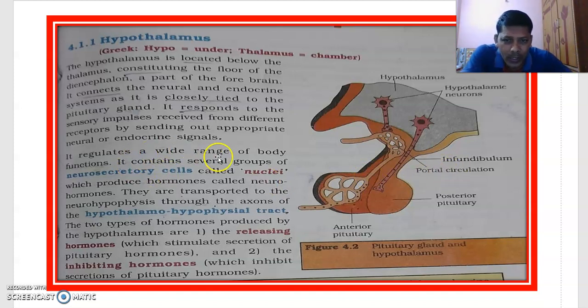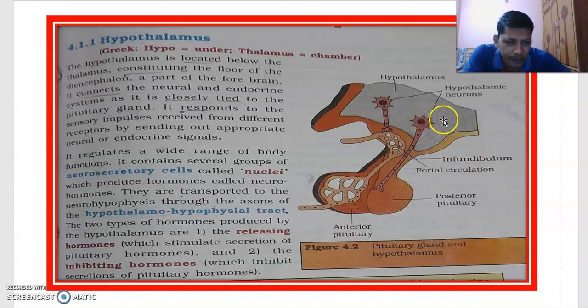Next, it regulates a wide range of body functions. You learnt in NCERT also, a wide spectrum of body functions. It contains several groups of neurosecretory cells called nuclei. I told you in the previous part what a nucleus is. What do these nuclei produce? They produce hormones called neurohormones, or brain hormones. They are transported to the neurohypophysis.